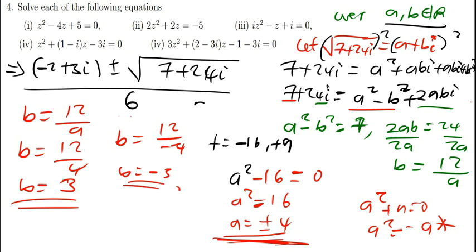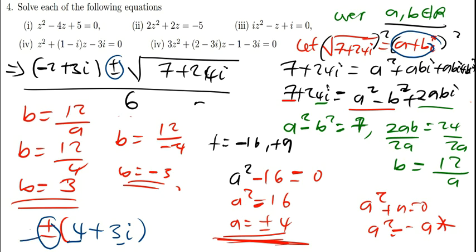I have plus or minus open brackets 4 plus 3i. Now this is a, this is b, the one we were trying to find. So the square root of 7 plus 24i is plus or minus 4 plus 3i. Now since I've got plus or minus here, I also have plus or minus here, so I have to ignore this plus or minus and just plug this in there.